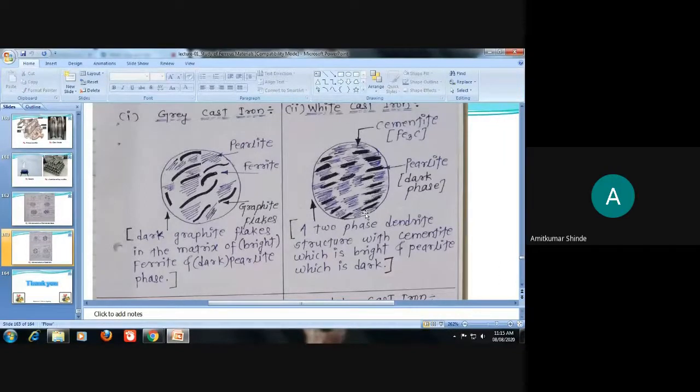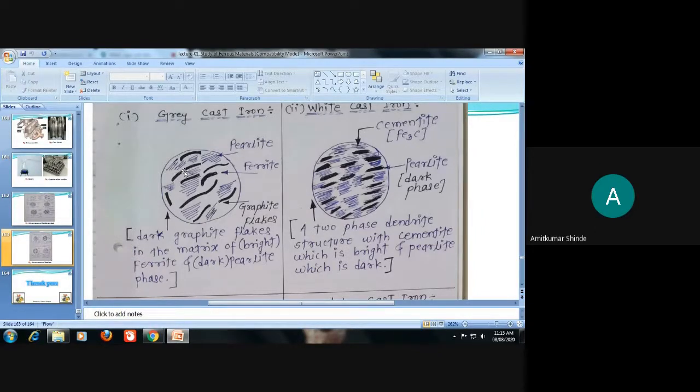Okay. So this is the microstructure of cast irons. The first diagram is for gray cast iron, and the second diagram is for white cast iron. Now, in the gray cast iron, as we have discussed earlier, it consists of free carbon in the form of graphite, which is the dark flake-like structure. These flake-like structures are the graphites. Random orientation is there.